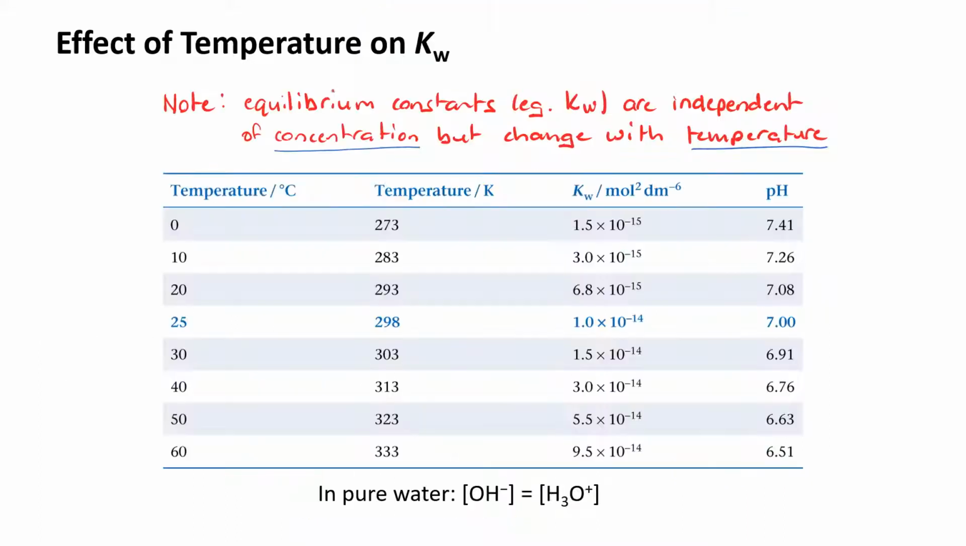Why is that? Well, this is because Kw is temperature dependent. Kw equals 1.0 times 10 to the negative 14 at 25 degrees Celsius. But what about other temperatures? At 0 degrees Celsius, Kw equals 1.5 times 10 to the negative 15, and therefore the neutral point at 0 degrees Celsius is pH 7.41. At 50 degrees Celsius, Kw equals 5.5 times 10 to the negative 14, and therefore under this condition, the pH is neutral at pH 6.63.